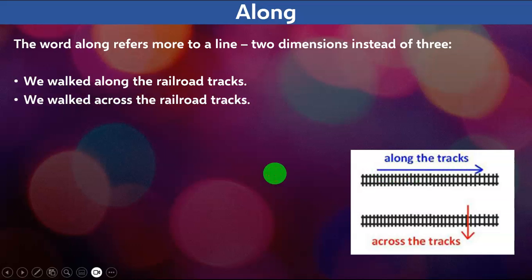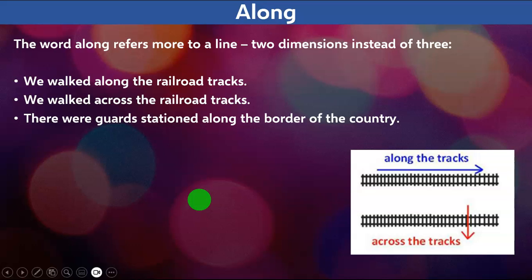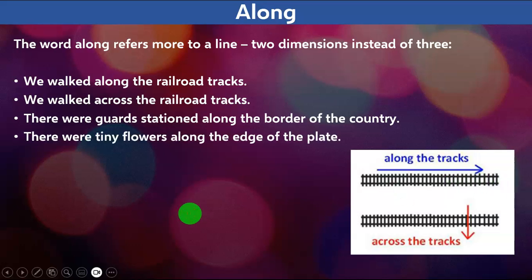We walked across the railroad tracks. That means we are walking from one side to the other. I just covered that earlier, right? There were guards stationed along the border of the country. Now let's assume for a moment hypothetically that this is the border of a country. And if you say along the border of the country, that means they are stationed parallelly, right? There were tiny flowers along the edge of the plate, right?